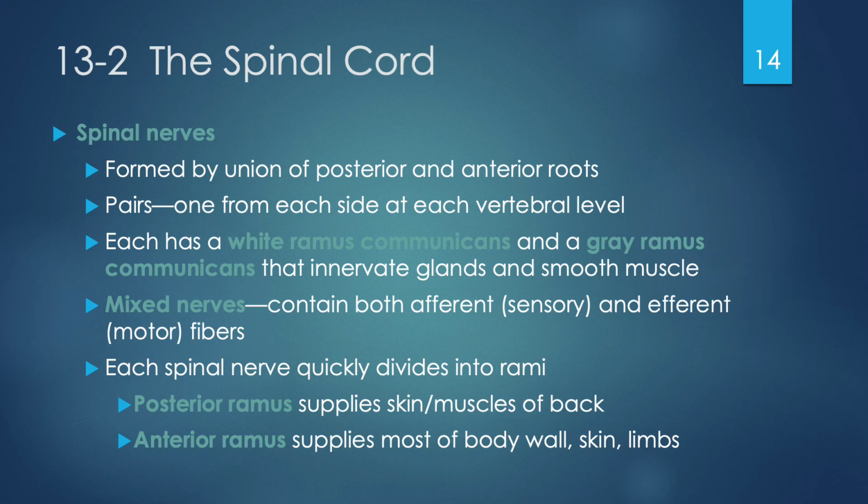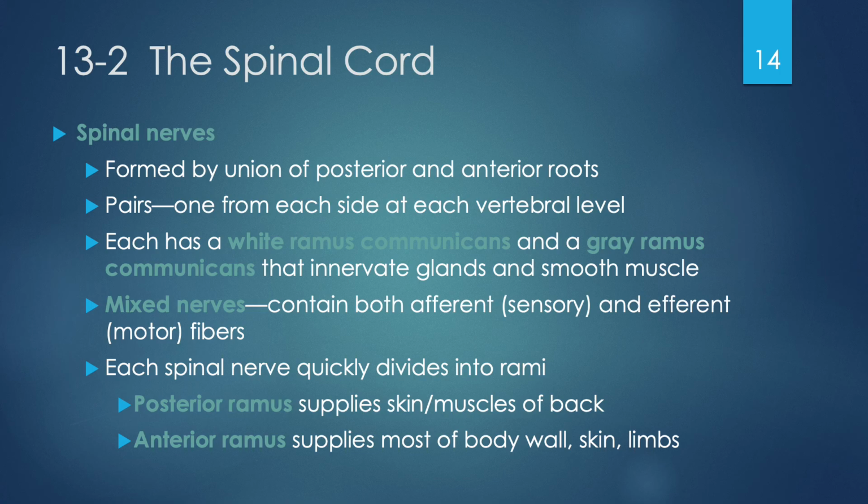So overall, spinal nerves are going to be formed by both a posterior and an anterior root coming together, and they're paired. So there's one on each side at each vertebral level as you go down the entire spine. And each one is also going to have a white ramus communicans and a gray ramus communicans. And communicans, meaning communicate, is exactly what you think it is. It's going to be a thin thread-like communication between a couple structures. So that's going to help to innervate glands and smooth muscle.